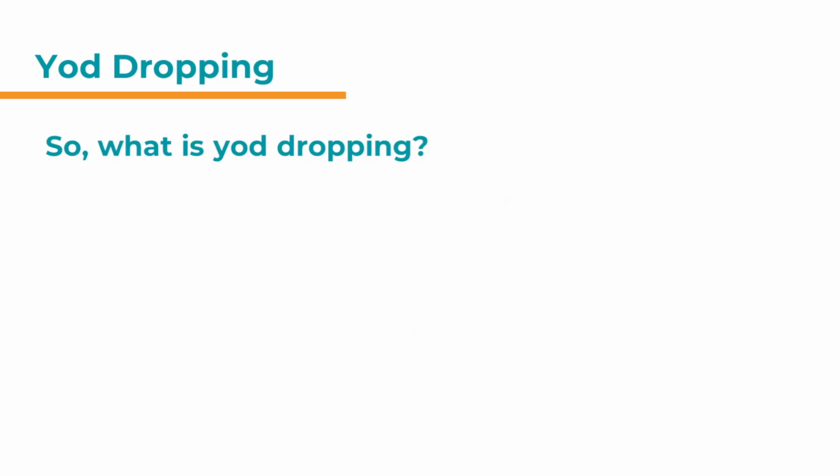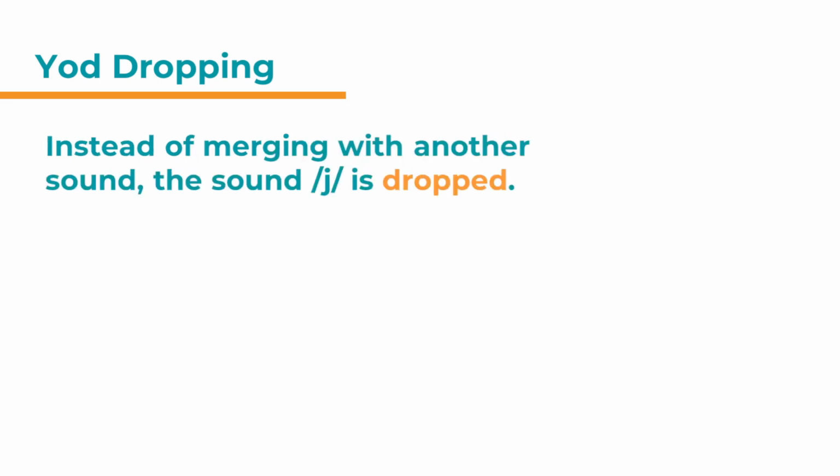So what about Yod dropping? You might have heard that term as well. Yod dropping is exactly the opposite to Yod coalescence. Instead of merging with another sound, the sound y is dropped. And what does that mean? That means it's left out, it's omitted. Sometimes we call this the elision of y.